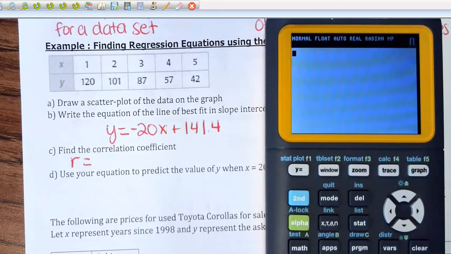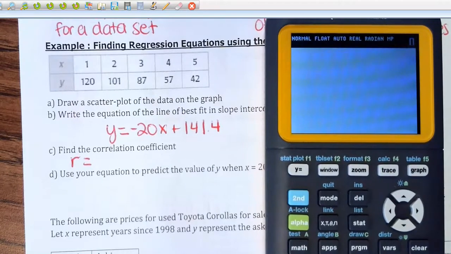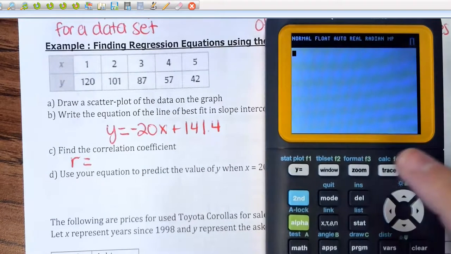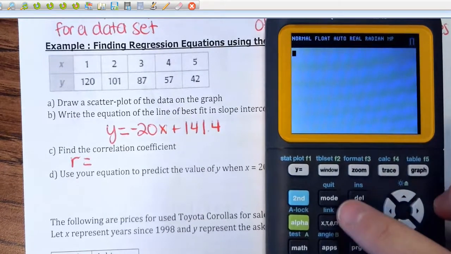So if you didn't see R when you did your regression, like if your screen looked like mine, I'm going to show you this real quick. If you did see the R when you did the regression, then you're good. If you didn't, you're going to hit the mode button. It's going to be right here next to the second.